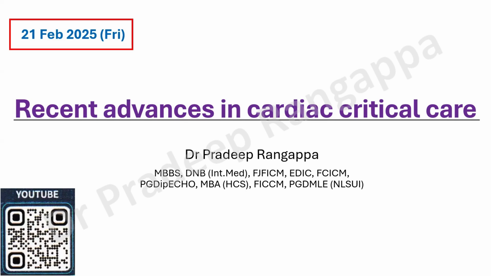So I've divided this talk into three sections. One is what is new in acute coronary syndrome. The second component is what is new in cardiac critical care and in cardiogenic shock. So these are the four entities. I'll talk through the newer aspects that have evolved in cardiac critical care.